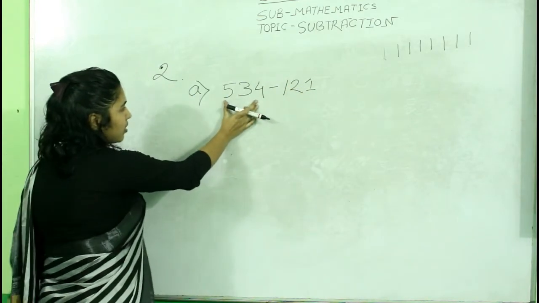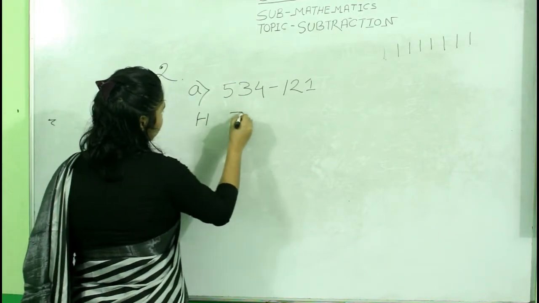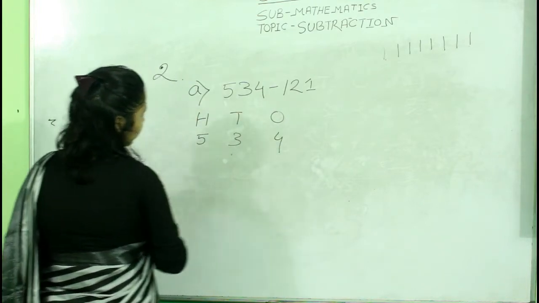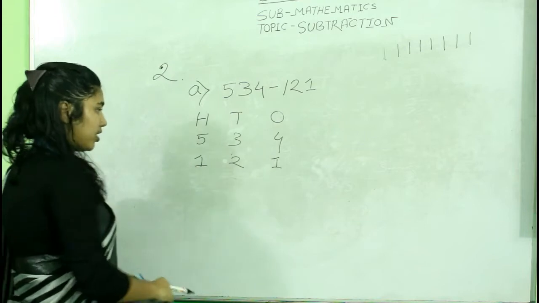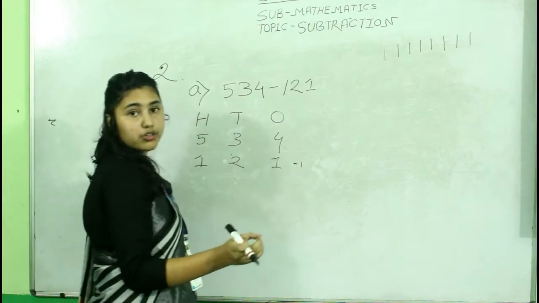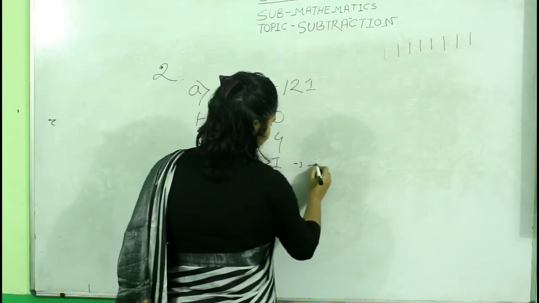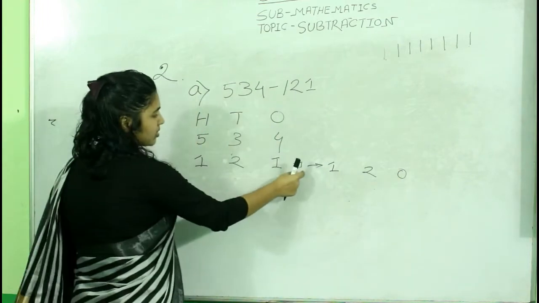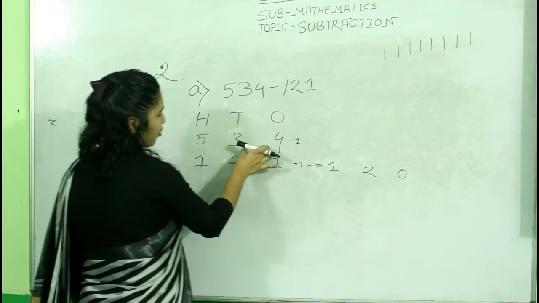Now our bigger number has 3 digits. So write here hundreds, tens and ones place. Now put the bigger number here first, 534, and next 121. Now if we subtract 1 from 121, we will get 120. That means more zeros than 121. Now subtract the same digit from the bigger number, which is 534.